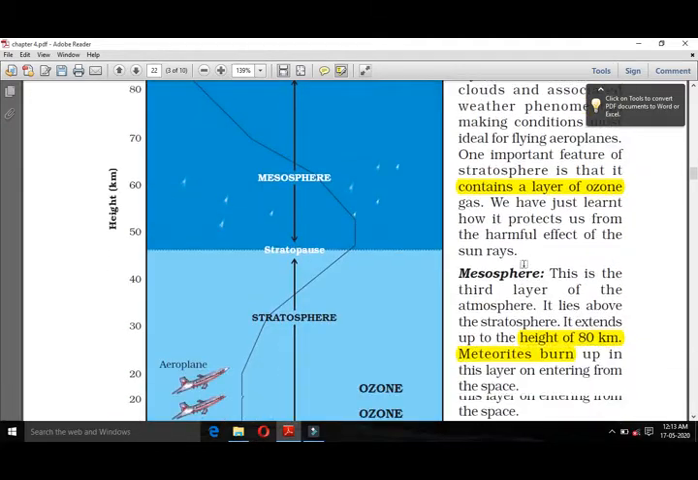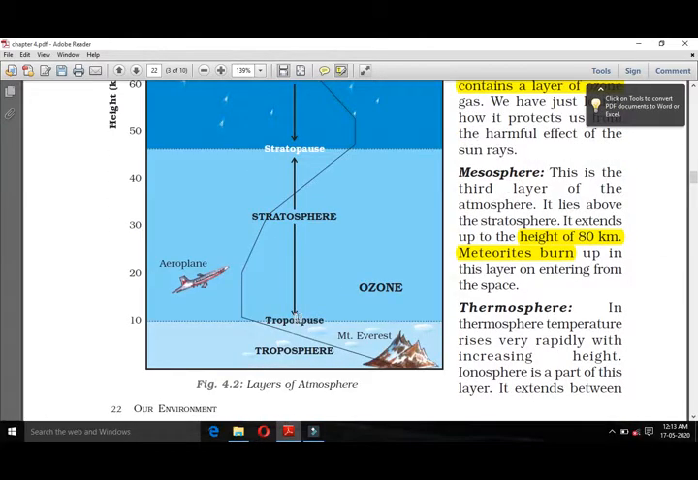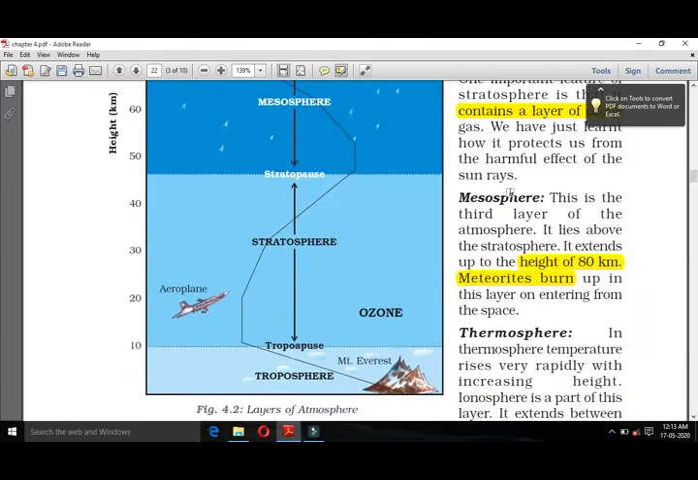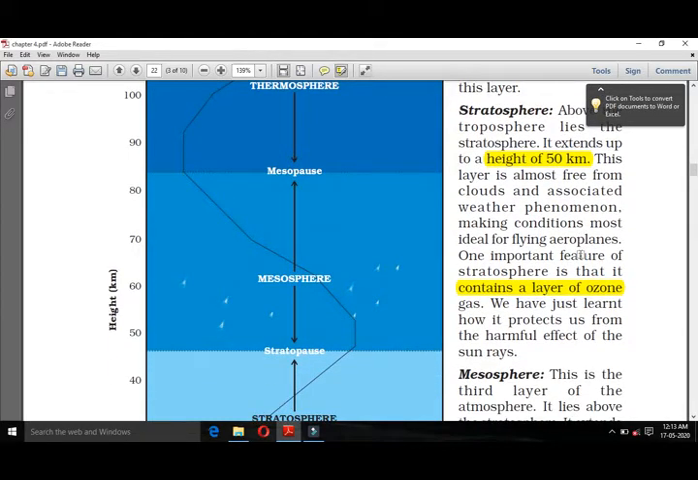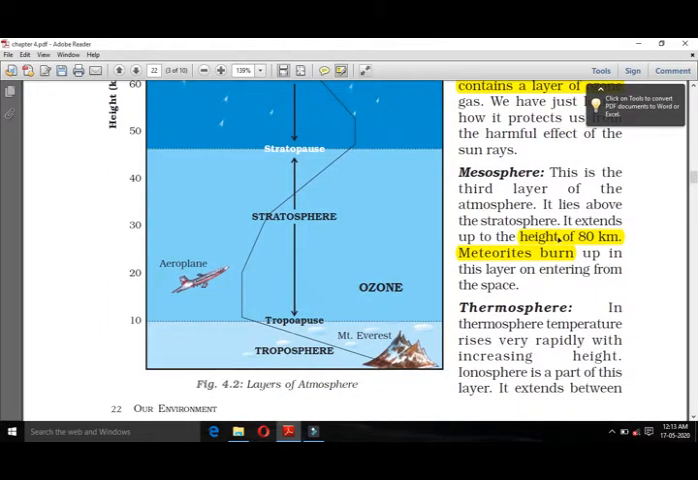And then the stratosphere. The stratosphere is up to 50 kilometers. From here to there it is 50 kilometers. One of the most important things is that the ozone layer exists here, which protects us from the harmful rays of the sun. This layer is almost free from clouds. Big flights fly through the stratosphere, and the ozone layer is also there.